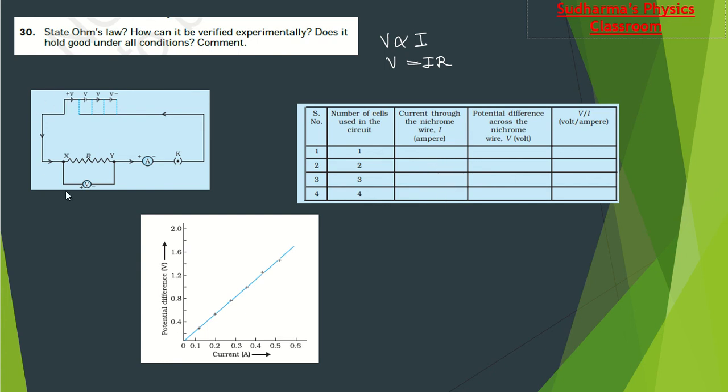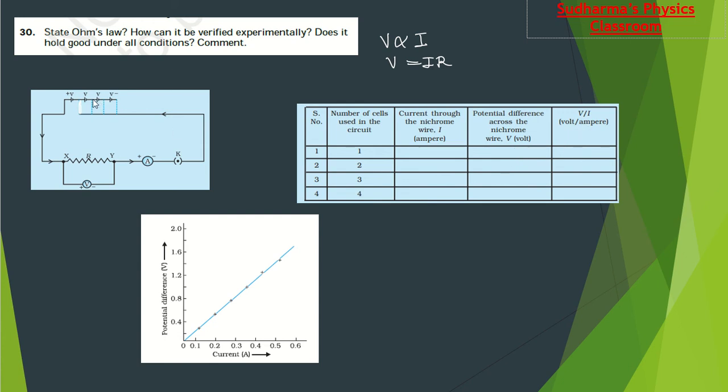So the connection can be drawn like this. This is our textbook diagram. We have to insert the cells in a systematic way. Initially we insert one cell, the first cell. Then the number of cells in the circuit is 1. Current through the nichrome wire, which is our resistance wire: you read the ammeter reading and tabulate it here. Then for the potential difference, you observe the voltmeter reading, tabulate it here, and then calculate V by I.